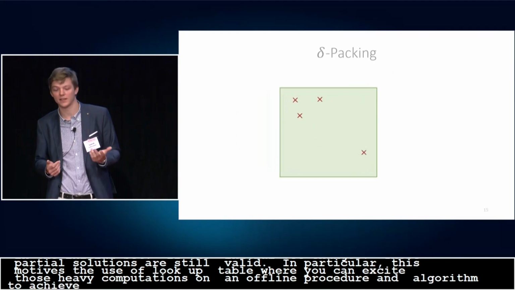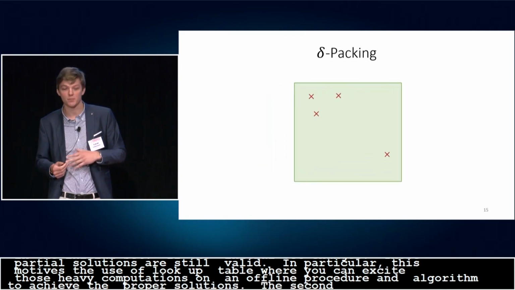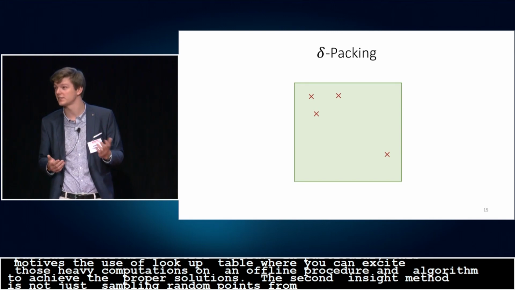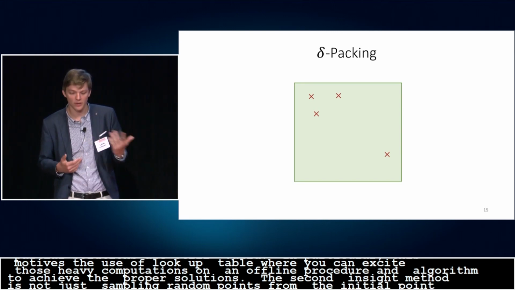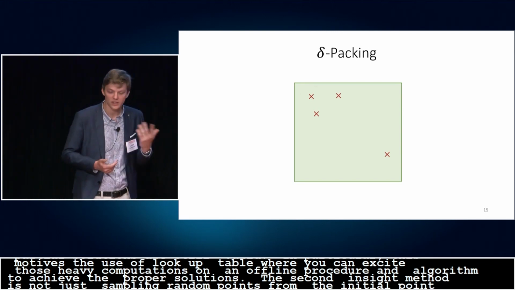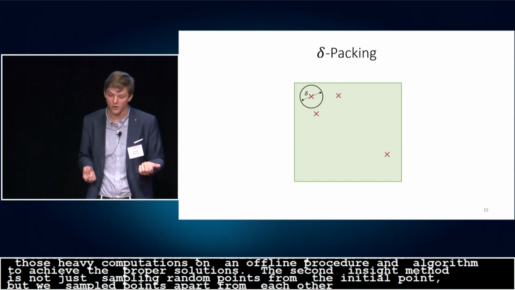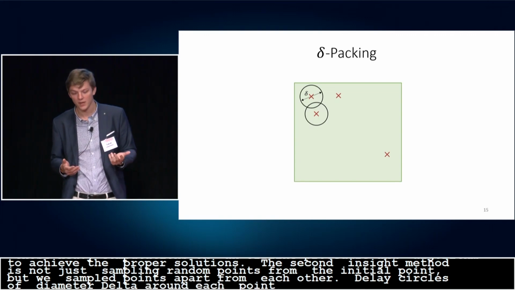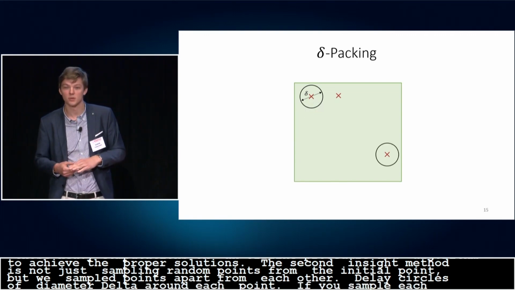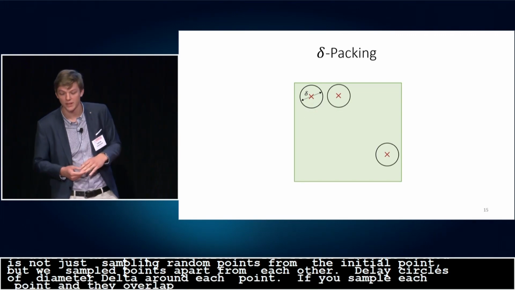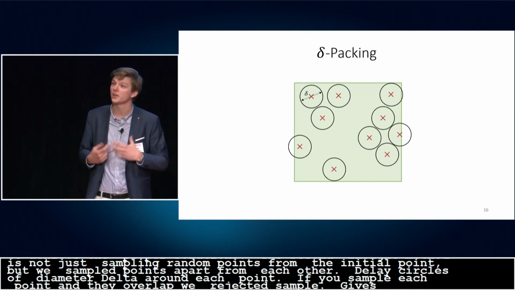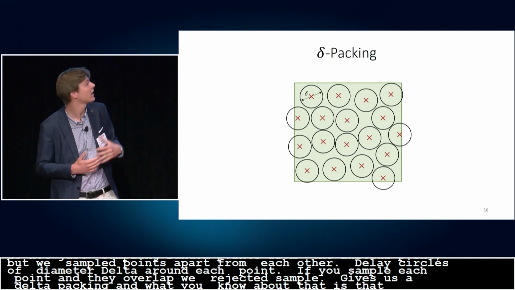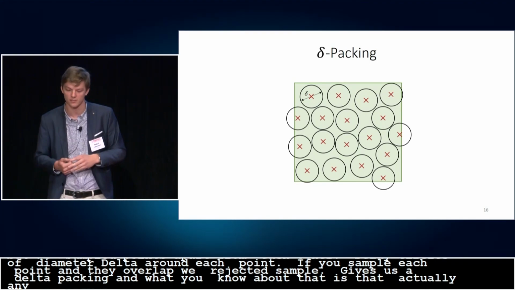And during the online application of our algorithm, actually, we just need to retrieve the proper solutions. Now, the second insight into our method is that we not just sample random points from our initial set, but we actually sample points that are at least a distance delta apart from each other. One can think about this as follows. We can draw little circles of diameter delta around each point, and if we sample a new point and those 2 circles overlap, then we just reject that sample. So applying this iteratively gives us a so-called delta packing. And what we know in a delta packing is that actually any 2 points are at least delta apart, and at the same time, we cannot add any new points to that packing.